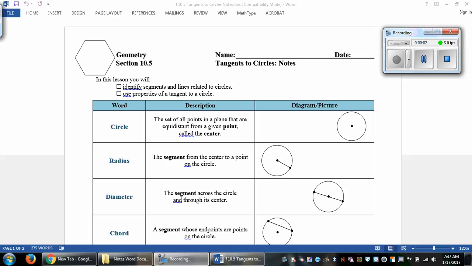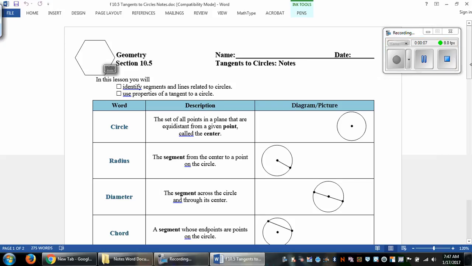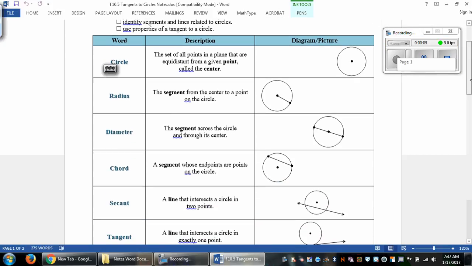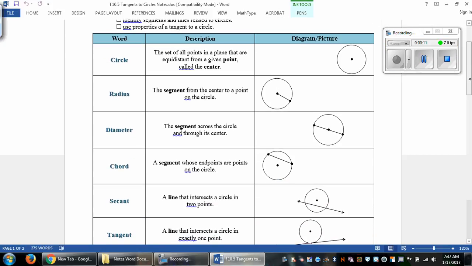Okay, these are the Section 10.5 notes, tangents to circles. So we begin with a lot of just vocabulary on circles. First off, what is a circle? It's a collection of points that are all equidistant from a certain point. Okay, and that certain point would be the center.